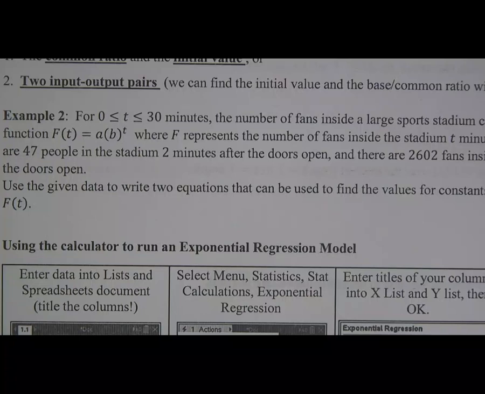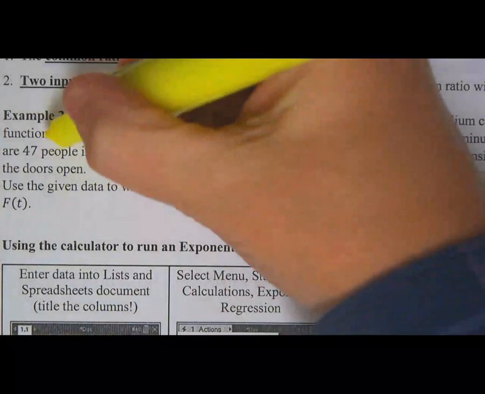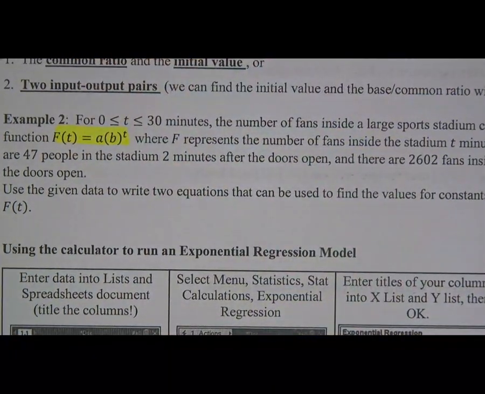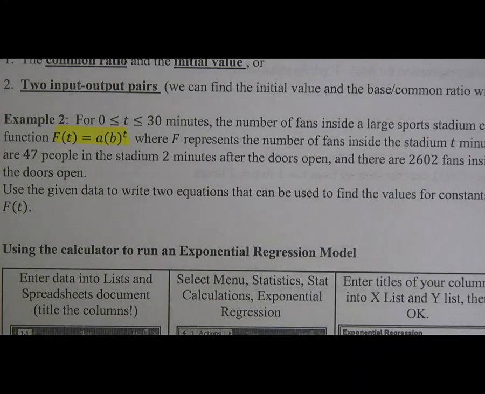Okay. For 0 to 35, time is between 0 and 30 minutes. The number of fans inside a large sports stadium can be modeled by the exponential function, okay? And here's kind of just the skeleton for an exponential function. F is going to represent the number of fans inside the stadium t minutes after the doors open.